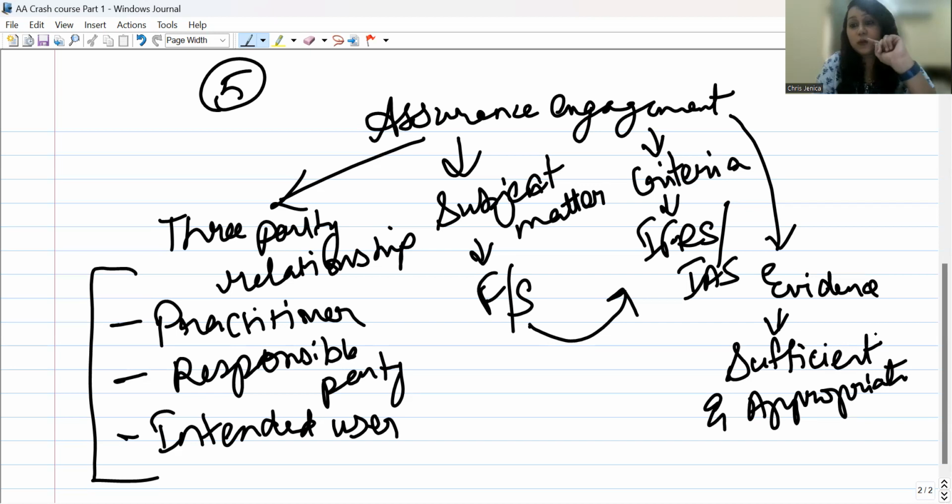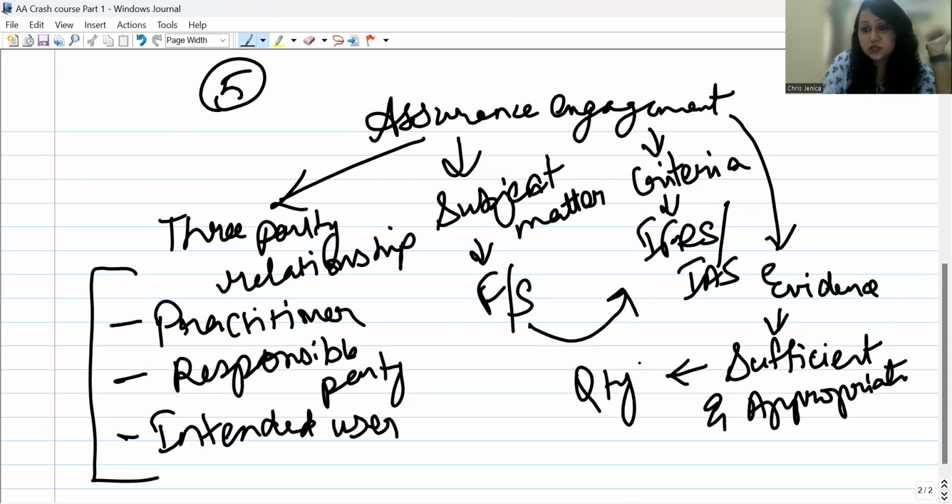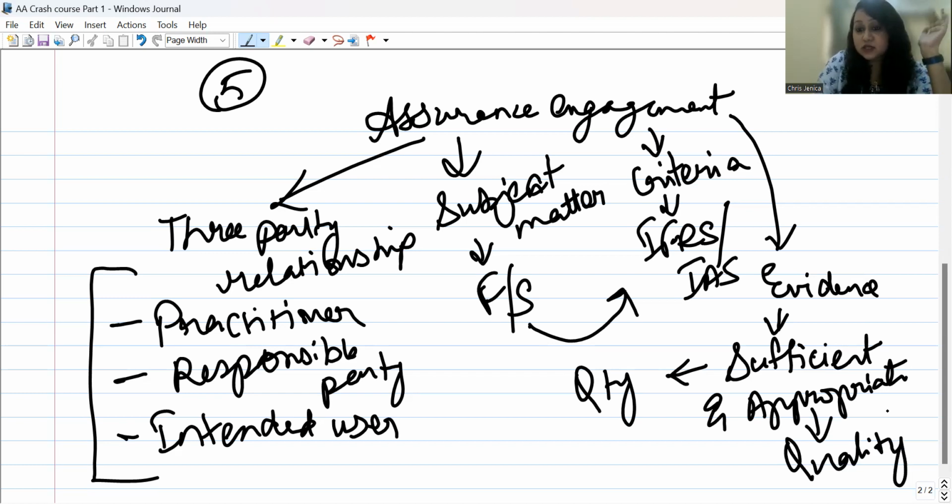We need sufficient, appropriate evidence. Sufficiency is related to the quantity of the evidence that you have obtained, and appropriate evidence is nothing but the quality of the evidence that you have obtained. So whether this evidence is enough for me to conclude and provide an opinion on the financial statements engagement, the audit that I have carried out.